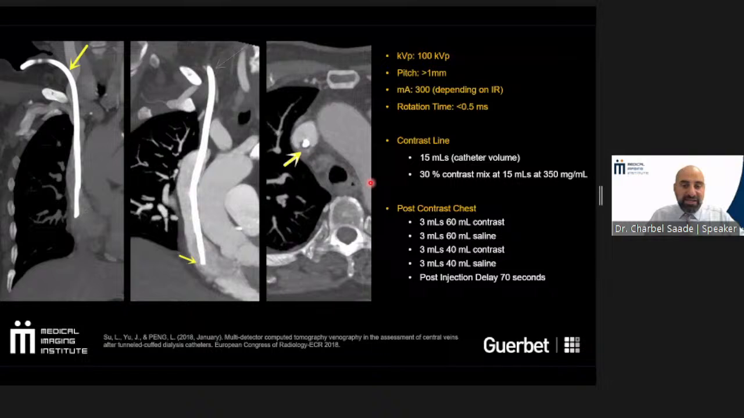But what's interesting here is that look at this thrombus formation right there. This is quite interesting because you don't want high contrast density in the actual catheter when you're doing catheter imaging only. Okay, because if you have a high density, 100% contrast, you're going to get a massive artifact and we're going to miss this blood clot. And again, thrombosis is a common complication, which we'll talk about in a moment.